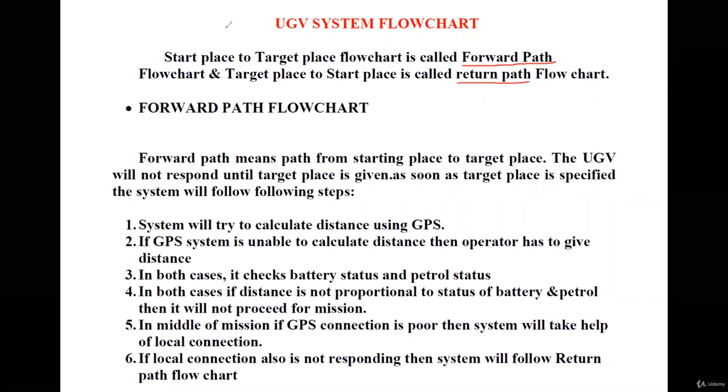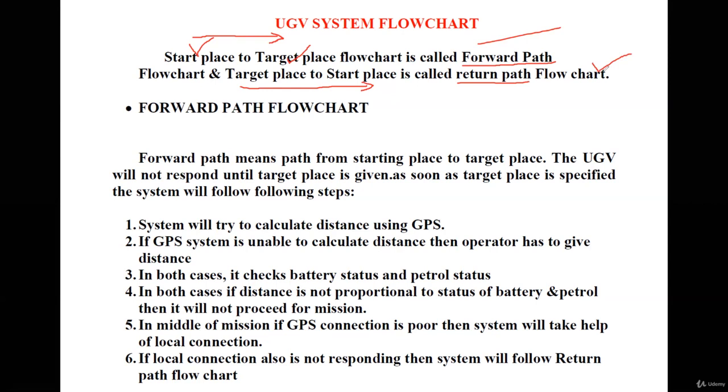So forward path means what? The start place to target place is basically called a forward path. That means you have given one target place to the UGV, and the UGV started traveling from the start place to the target place. Then it is basically called a forward path. Great. Now the task of the UGV is over, and the UGV starts traveling from the target place back to the start place, from where it actually started. So it is basically called a return path.